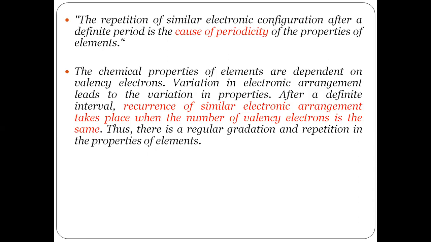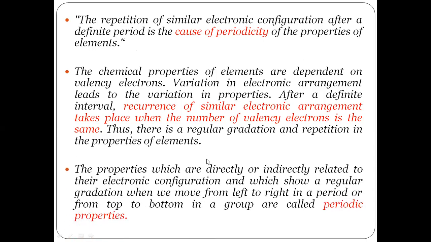valency. Okay, and what was found out is that the variation in electronic configuration leads to the variation in properties. After a definite interval, as I've told you, reoccurrence of the similar electronic arrangement takes place when the number of valency electrons is the same. In every group, if you see, the number of valency electrons remains the same. As a result, there will be a regular gradation or repetition of the properties of the element. That is what we call chemical periodicity.